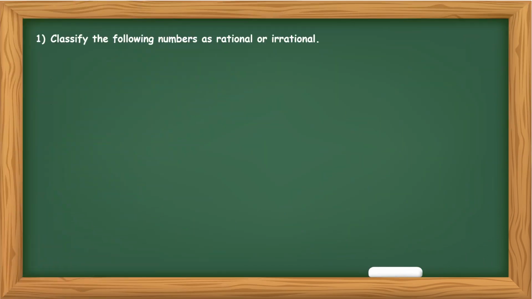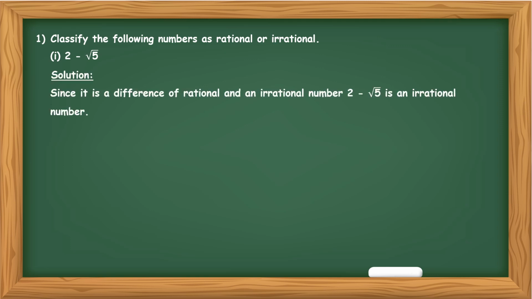The first question given to us is, classify the following numbers as rational or irrational. The first number is 2 minus root 5. Since it is the difference of a rational and an irrational number, you have 2 as your rational and root 5 is irrational, right? So the difference will also definitely be an irrational number.